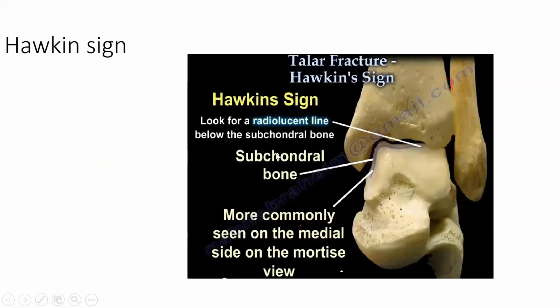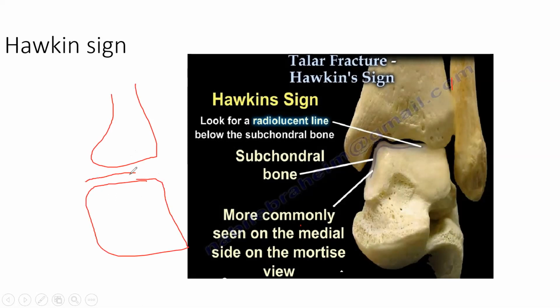There is a sign which is very important, the Hawkins sign. Remember this name; I will tell you what it is. It happens in talar fracture. Whenever there is a talus fracture, this is the talus, this is the ankle joint. You see a radiolucent line below the subchondral bone. Chondral means cartilage, and any joint has cartilage. If this is the tibia and this is your talus, there would be some cartilage here. Subchondral means below this cartilage, on the bone. So on the bone you will find a radiolucent line.